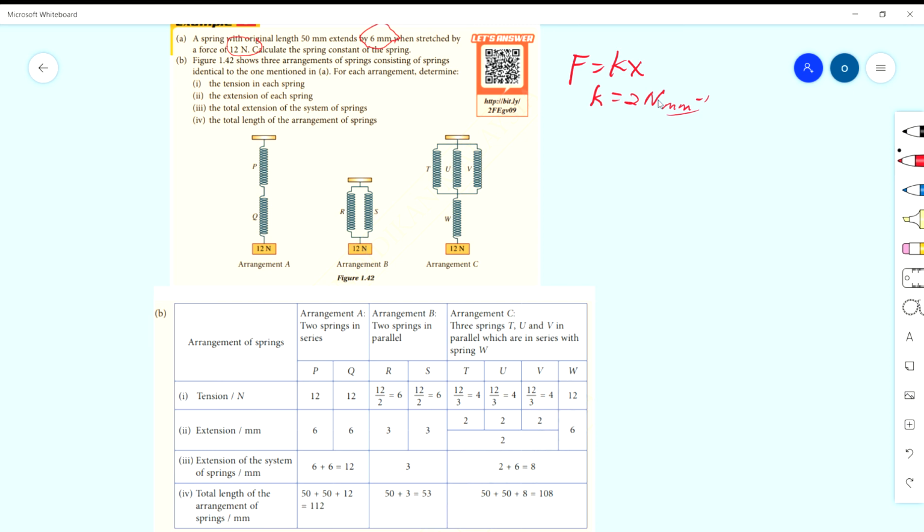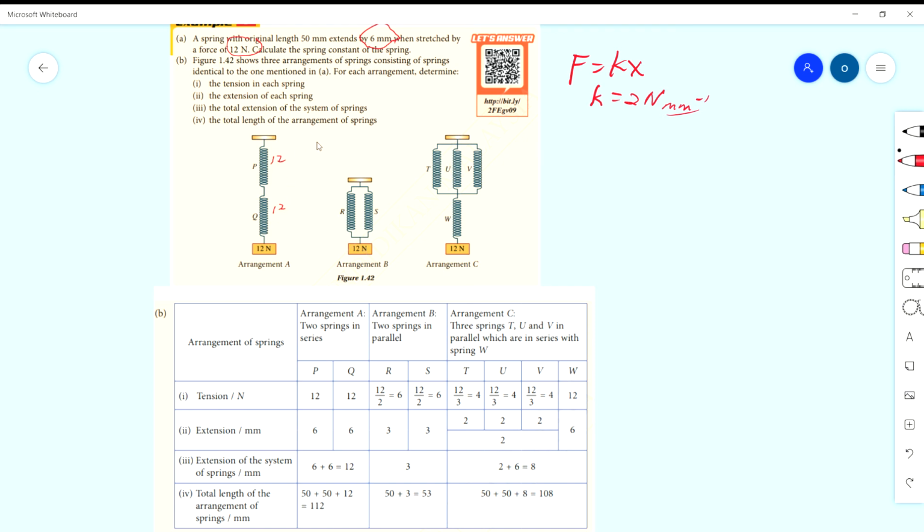Okay, now the answer is given. We're going to discuss one by one. The figure shows 3 arrangements of springs consisting of springs identical to the one mentioned in A. So each of these springs, the K is 2 Newton per millimeter. For each arrangement, determine the tension in each spring. The tension means the force, tegangan. As we discussed, for each of these the force is 12 Newton from the question. So from here, this is 12, this is 12.